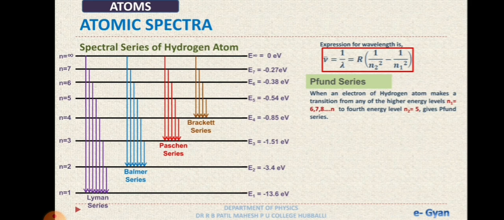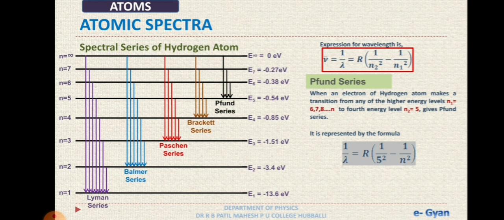When the electron of a hydrogen atom makes a transition from any of the higher energy states, say 6, 7, 8 and so on, to the fifth energy level, that is n2 equals 5, it gives us the Pfund series. It is represented by the formula 1/λ = R(1/5² − 1/n²). The Pfund series lies in the far infrared region of the electromagnetic spectrum.